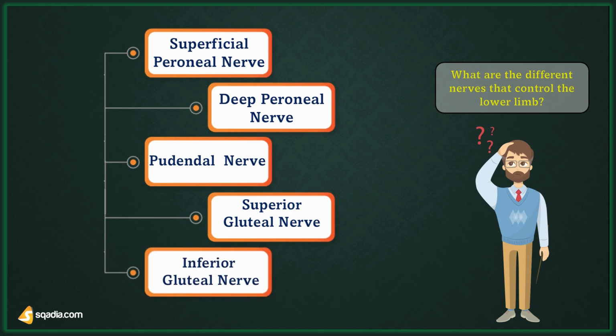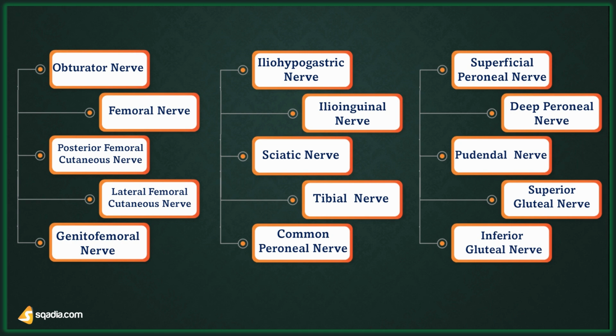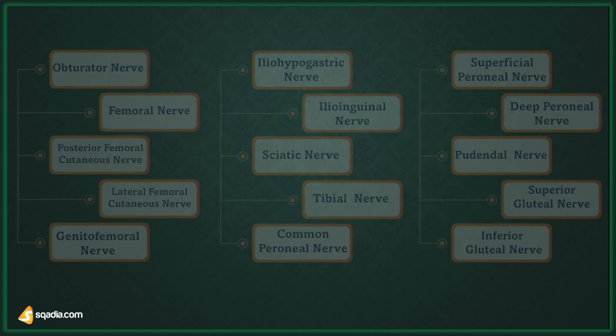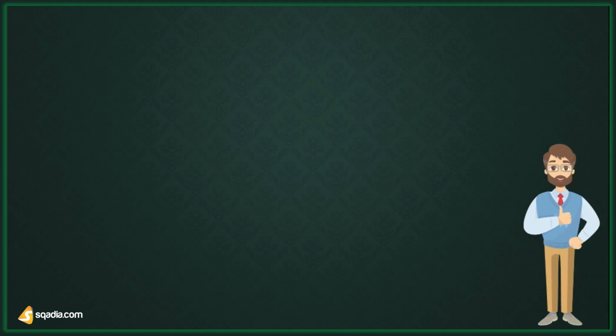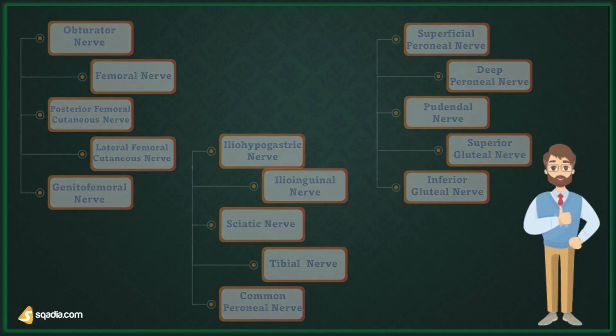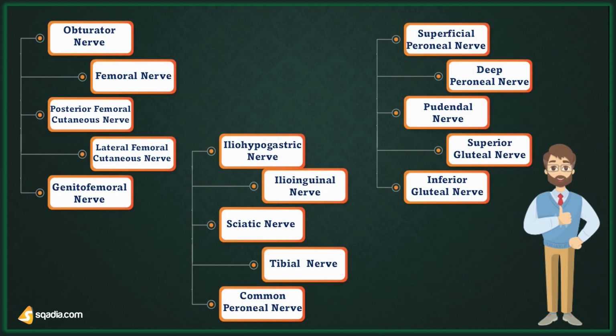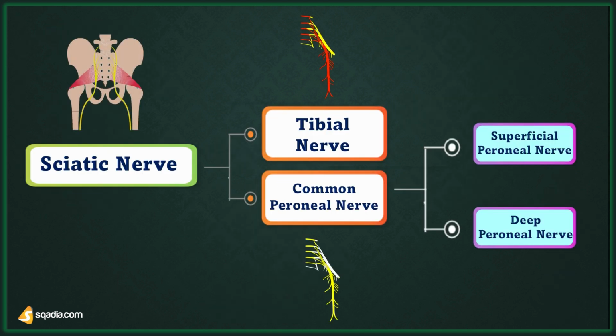Well, that's a lot of nerves, right? I know what you must be thinking now. How am I ever going to memorize all these names and remember them for a long time? Do not worry, dear student, for I am here to help you. As I mentioned earlier, these nerves originate from two plexuses, so there is an easier way to memorize them. If you look here, you can see that the nerves can be grouped as such.